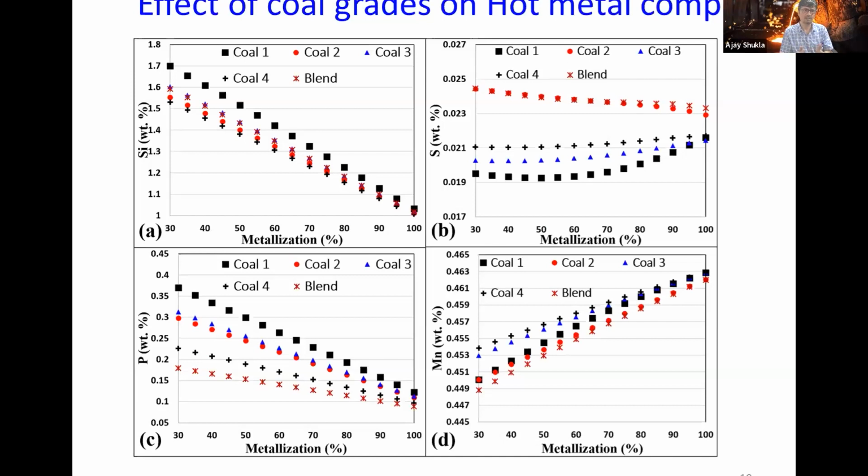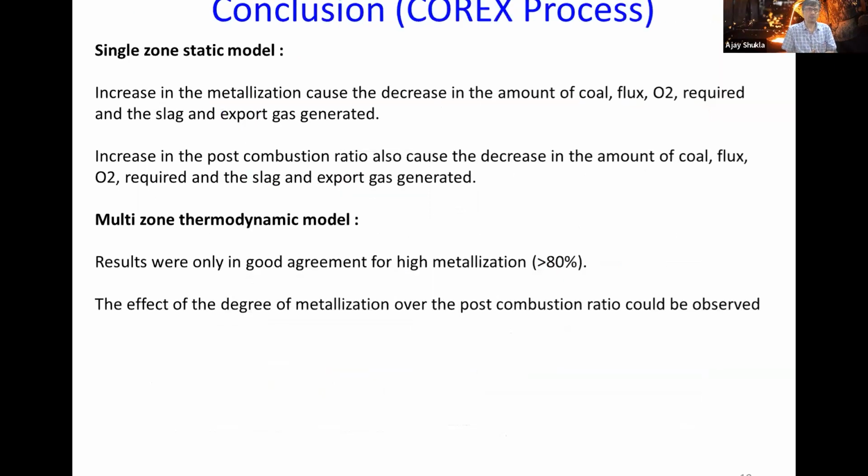With the increase in metallization, silicon percentage is decreasing. With the increase in metallization, sulfur shows some kind of different behavior. The phosphorus percentage also decreases with the increase in the metallization. Similarly for the manganese, actually the reverse phenomenon was observed. So the conclusion was that with the single zone static model, the effect of the increase in the metallization was studied on the amount of coal, flux, and oxygen requirement. And for the multi-zone thermodynamic model, the results were in good agreement for high metallization, and the effect of degree of metallization over post-combustion ratio was also observed.